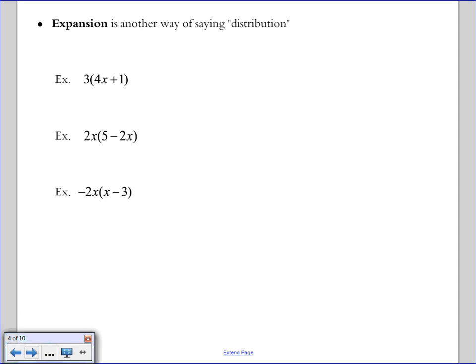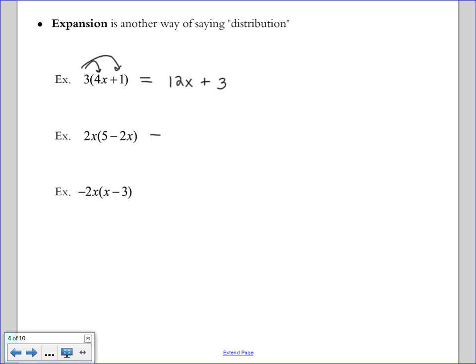Expansion is another way of saying distribution. So if you have to expand something, it means to get rid of the parentheses by doing any distributing that you have to do. Distributing is multiplication of a single coefficient by both terms, or 3 terms, or 4 terms that are inside of parentheses. So this 3 is getting distributed through. So we're expanding this and finding the product, which is going to be 12x plus 3, because the 3 has to get multiplied by the 4x and by the 1.